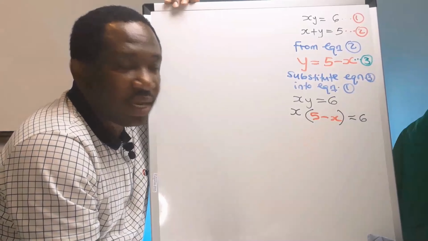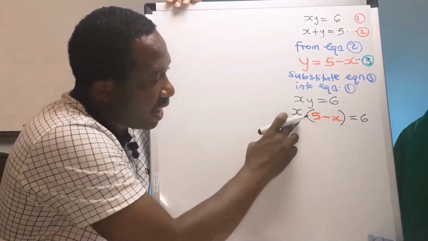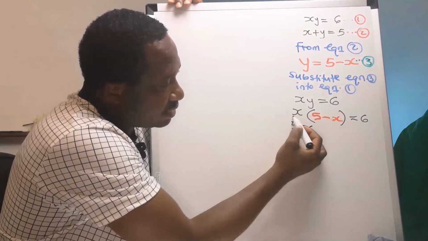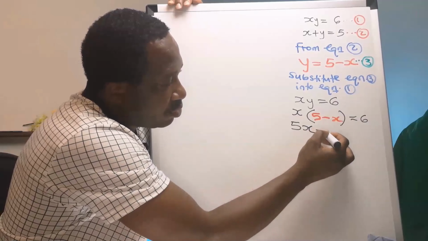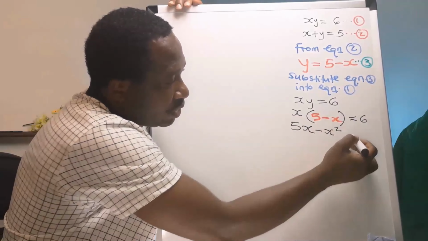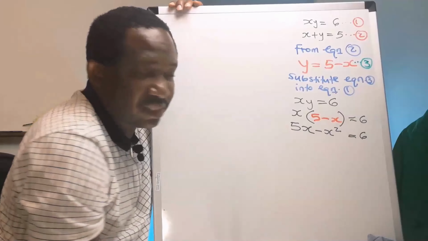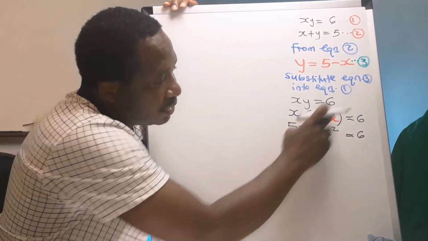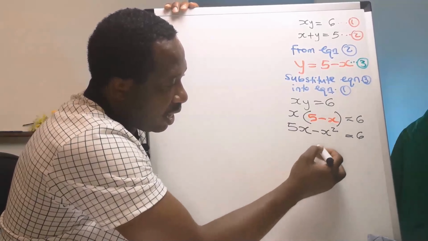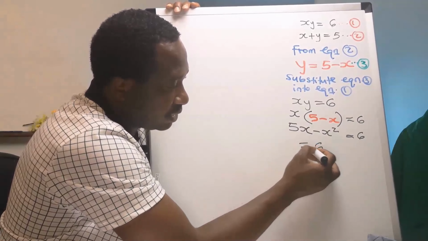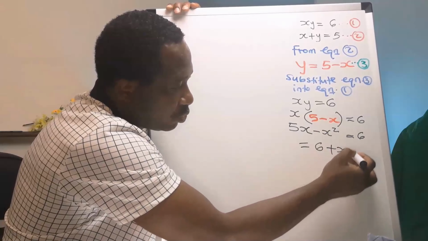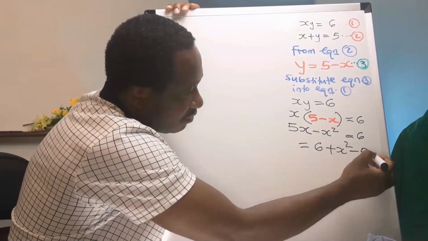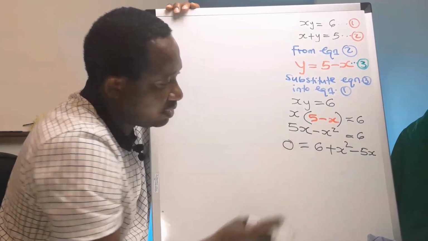Next, let's expand the bracket. x times 5 will give you 5x. x multiply minus x will give you minus x squared, and on the other side we have 6. The x squared, I want to make it positive, so I will take it across the other side. Here I'm going to have 6 on the other side, and you're going to have plus x squared. I will move this 5x across, it becomes minus 5x. On this side is 0.